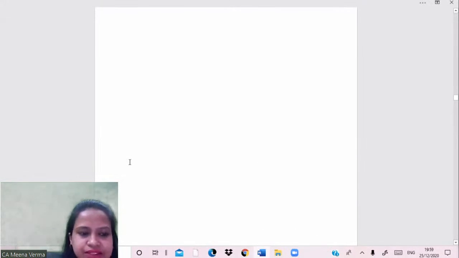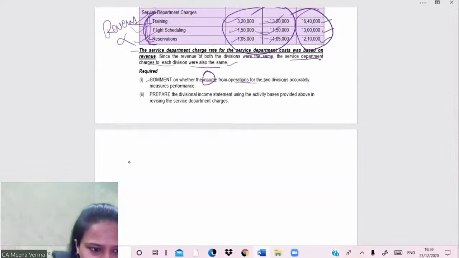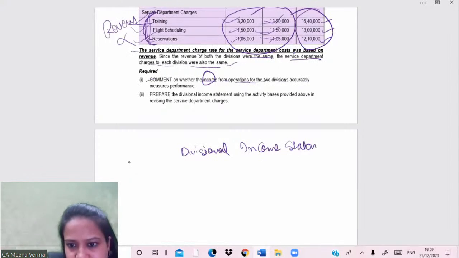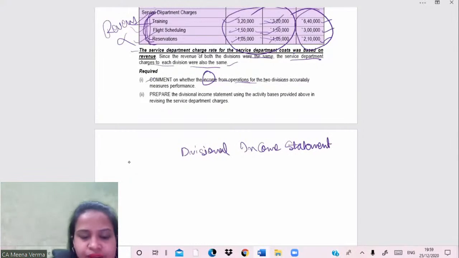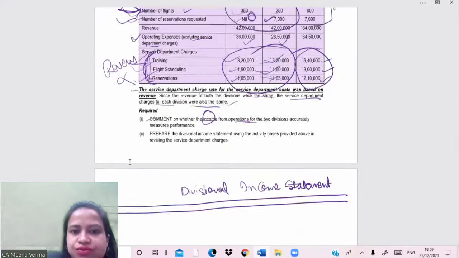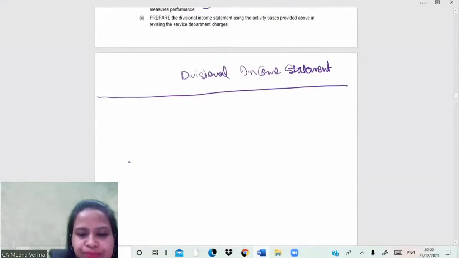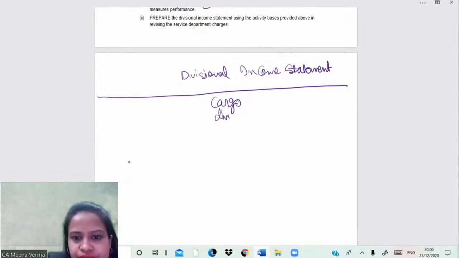Okay, now let us consider this profitability divisional income statement. In the divisional income statement, we have two divisions. One division is the cargo division and another division is the passenger division.